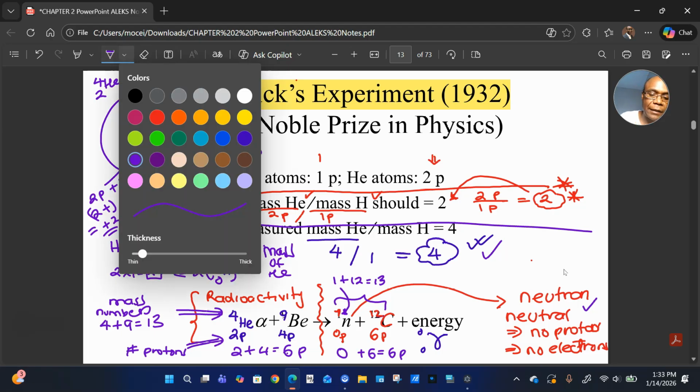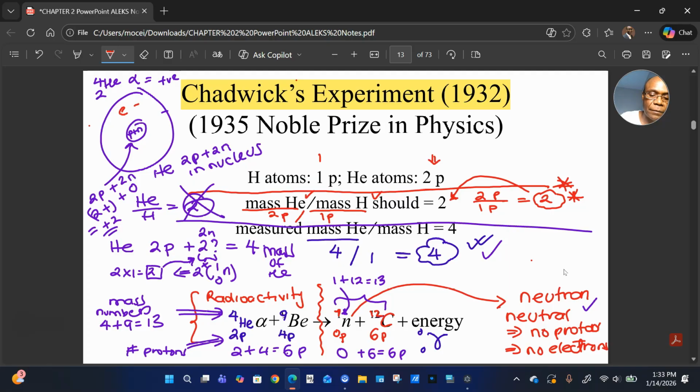Otherwise, if this was a helium atom, we're going to have a matching number of electrons, which will be 2, which matches the number of protons to neutralize the 2 positives. So now we know that electrons are outside the nucleus, protons are in the nucleus, neutrons are also in the nucleus. Protons and neutrons, when added up, give you the mass number or atomic mass of an atom. That's how this was solved.